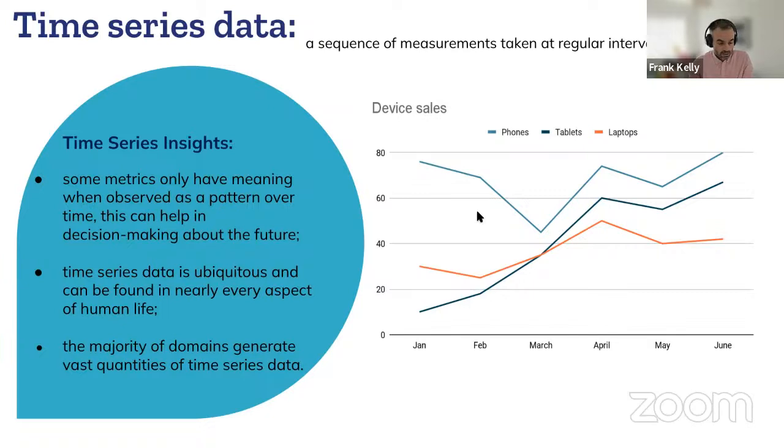So, as I've said, time series data is quite ubiquitous and can be found in nearly every aspect of human life. Even my heartbeat is a time series, which is slightly elevated because I'm beginning a presentation, but still, it's time series data. The majority of domains you can think of will generate vast quantities of time series data.